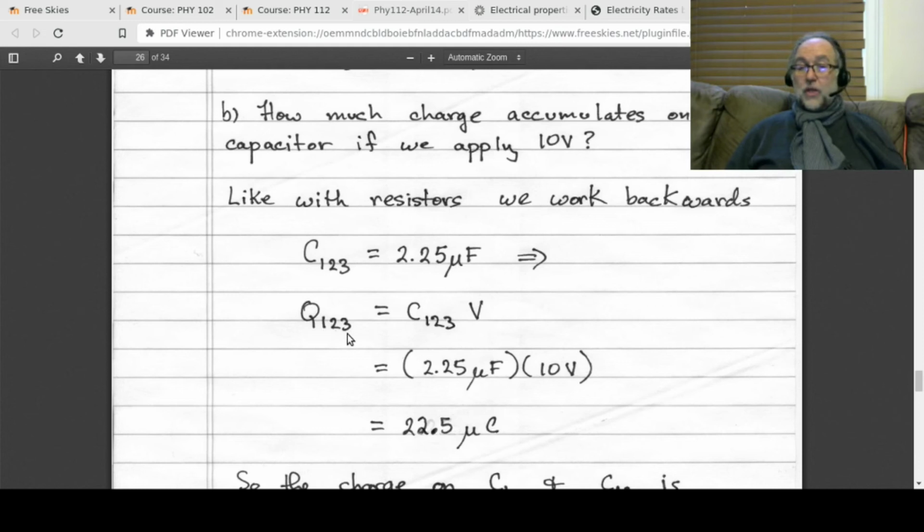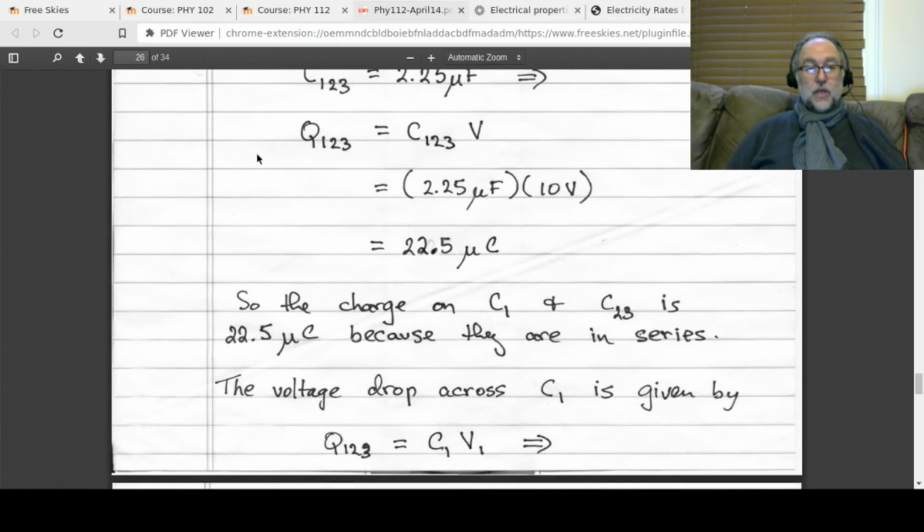So Q123, the charge accumulated by all of the capacitors together, is going to equal the equivalent capacitance of all of them, C123, multiplied by V, the voltage across all of them. We just found the equivalent of all of them. That's 2.25 microfarads multiplied by 10 volts. And it says that all three capacitors together accumulate 22.5 microcoulombs. So there's the total accumulated charge by the circuit.